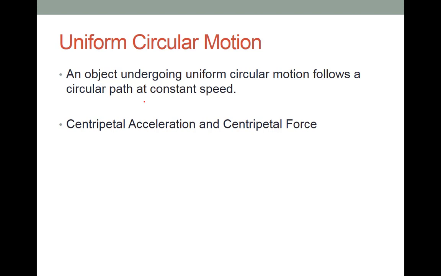This scenario is known as uniform circular motion. It occurs when the net force is perpendicular to the velocity always, in which case the object moves in a circular path at constant speed.